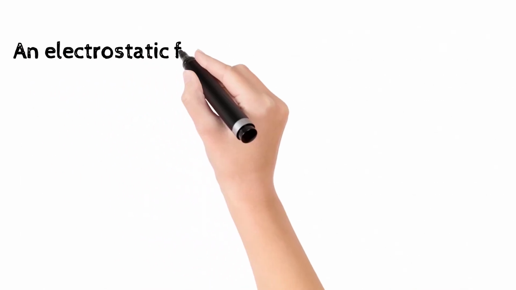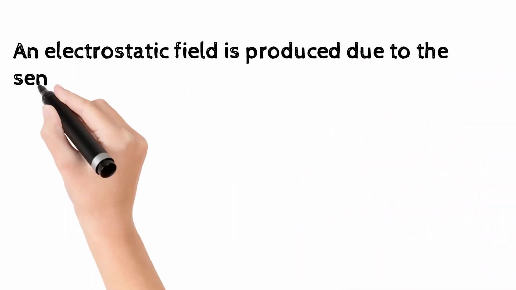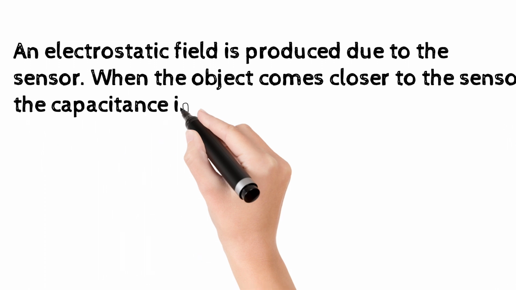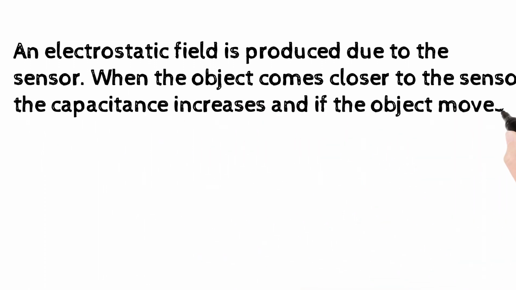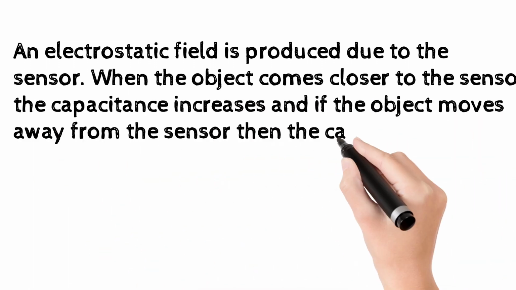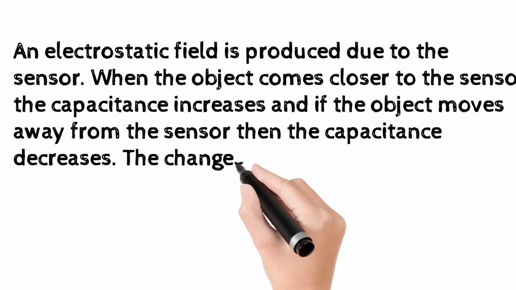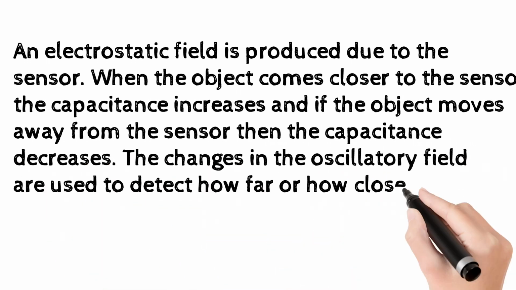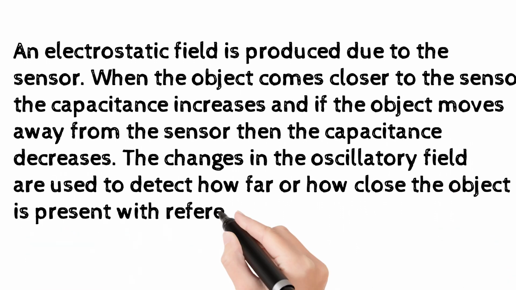An electrostatic field is produced by the sensor. When the object comes closer to the sensor, the capacitance increases, and if the object moves away from the sensor, then the capacitance decreases. The changes in the oscillatory field are used to detect how far or how close the object is with reference to the sensor.